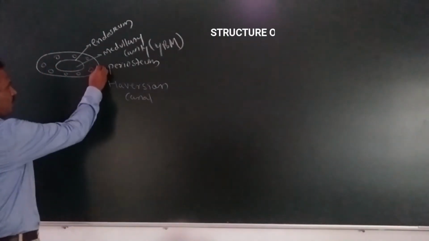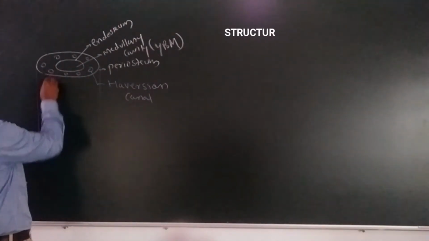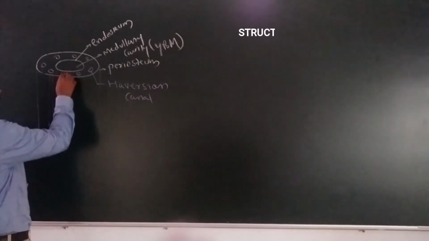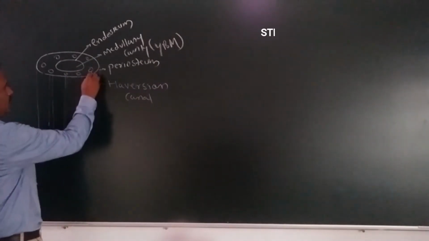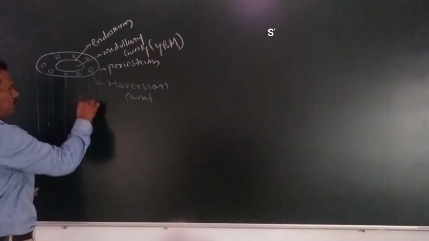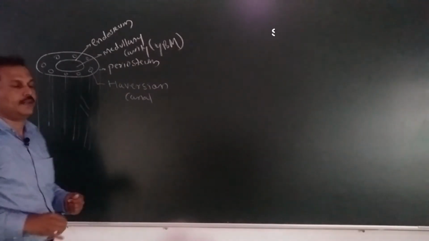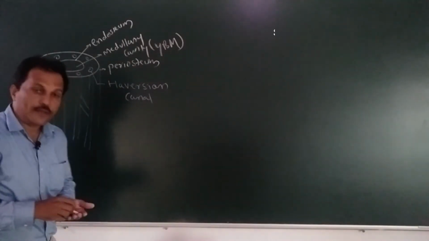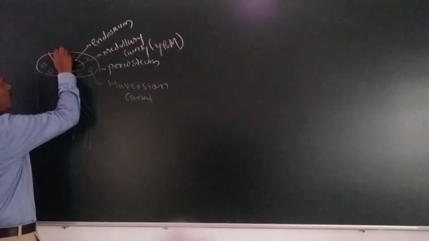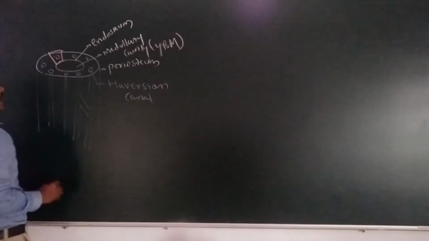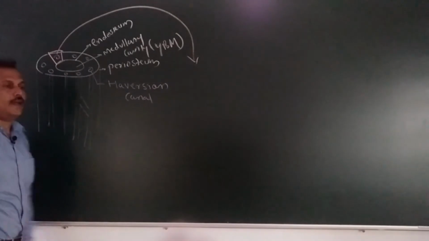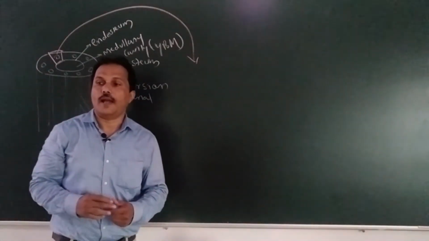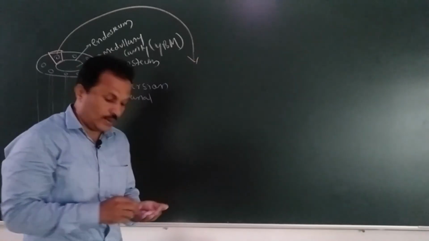This is the cross section we are looking at. These are the Haversian canals, and they are connected with each other. Yesterday we saw how these Haversian canals are connected. But today we are going to study this one part. If we take a slice and highlight this part, we will see exactly what the structure is at the cellular level.